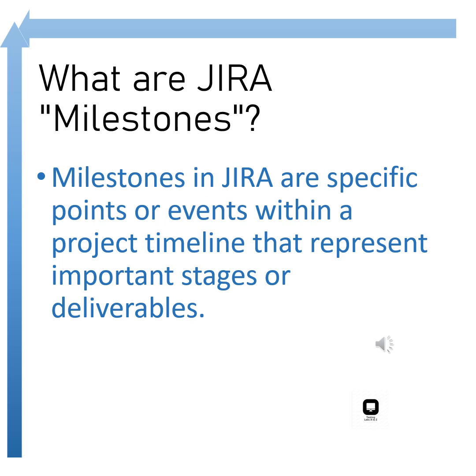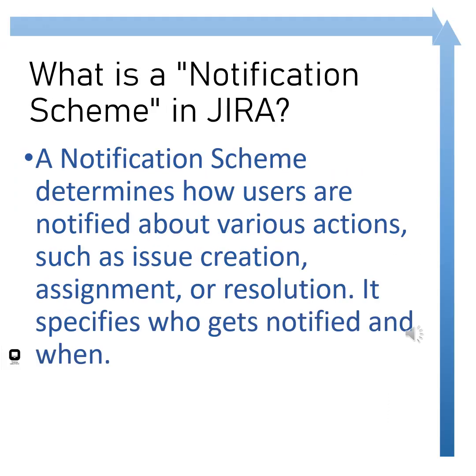What are JIRA milestones? So milestones in JIRA are specific points or events within a project timeline that represent important stages or deliverables. What is a notification scheme in JIRA? A notification scheme determines how users are notified about various actions such as issue creation, assignments, or resolution of issues. So it specifies who gets notified and when.